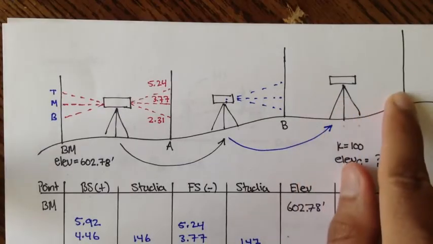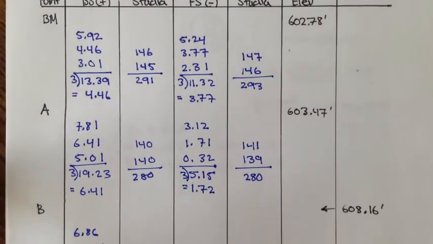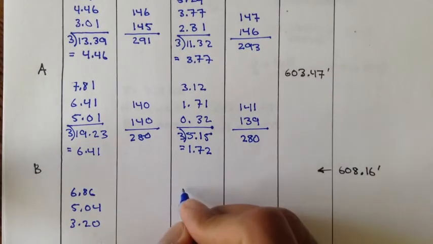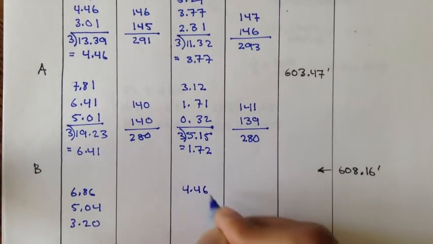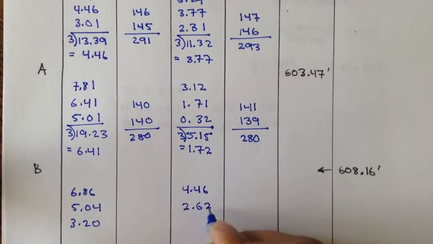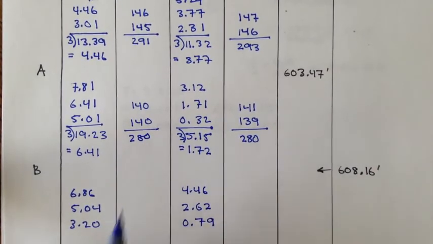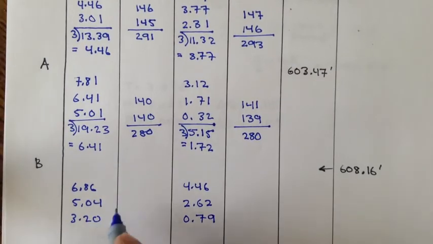For the foresight, you're at this instrument and you foresight to C, and you read the top, middle, and bottom for those. You get 4.46, 2.62, 0.79. Let's go to the backsight first. Let's check our stadia. 6.86 minus 5.04 times 100, you get 182. Middle minus bottom times 100, you get 184. Roughly the same, it's okay.